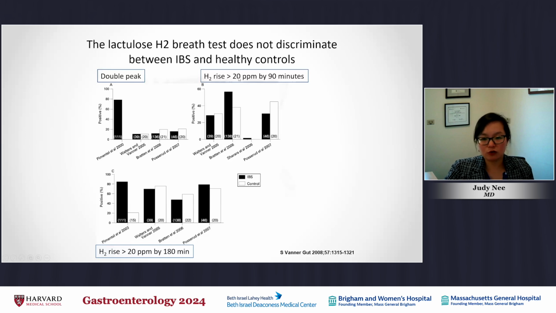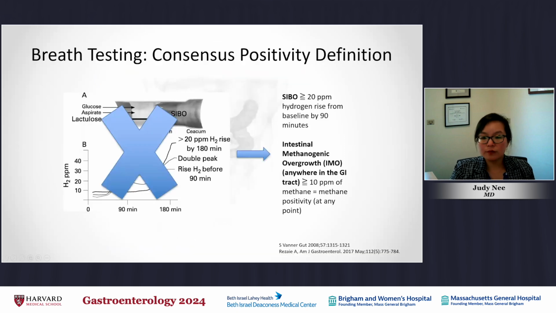If you look at hydrogen rise of greater than 20 part per million, one study shows that there's an elevation in SIBO in IBS, but other ones do not see such a difference. And then with hydrogen rise before 90 minutes, again, one particular study by Pimentel in 2003 shows that really elevated prevalence of abnormal breath testing by that criteria, but not so much in the other studies. So this is all to say that there were many different ways of defining positivity.